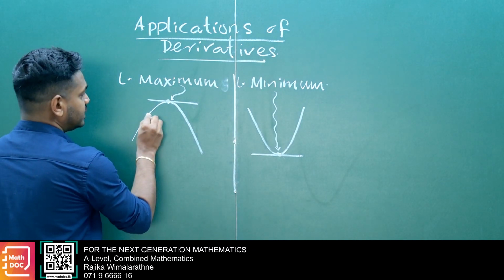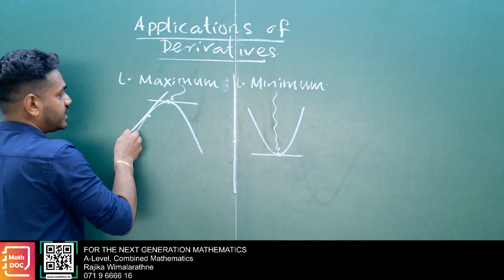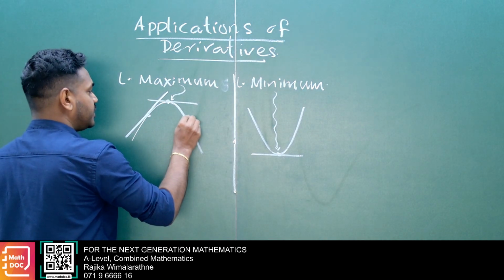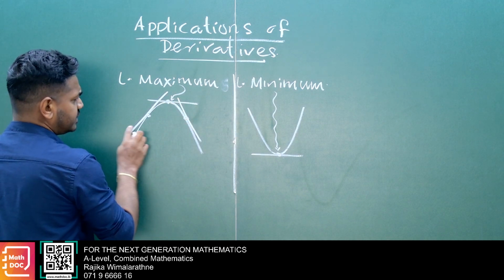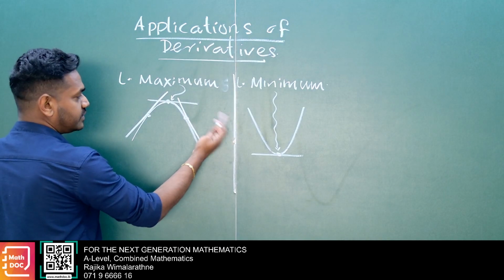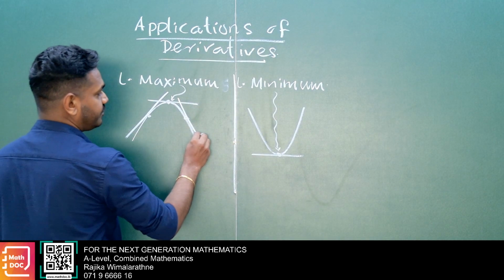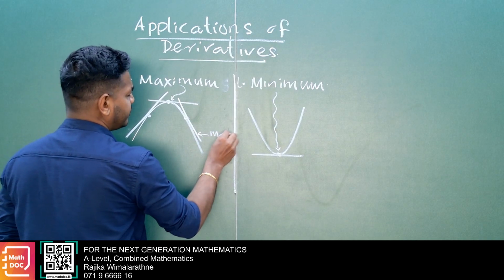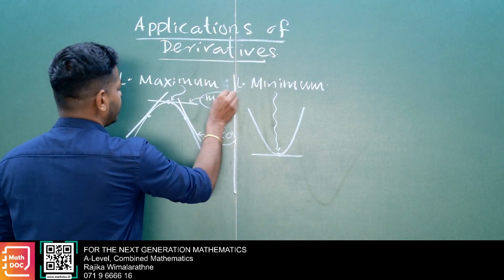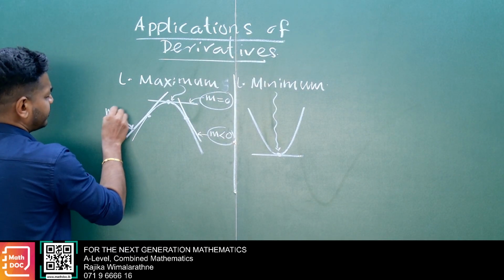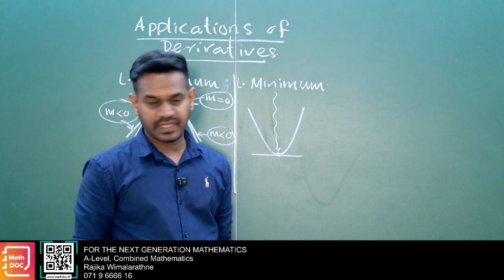When you consider this point and sketch a tangent like this, and another point with a tangent like this, here is a positive gradient and here a negative gradient, an obtuse angle. Here an acute angle, positive gradient. Here zero gradient. Here negative gradient. And here zero gradient, and here negative gradient. That's how the gradient varies.